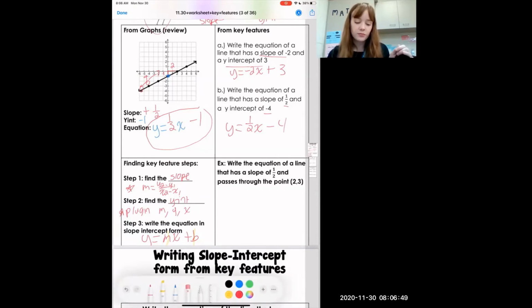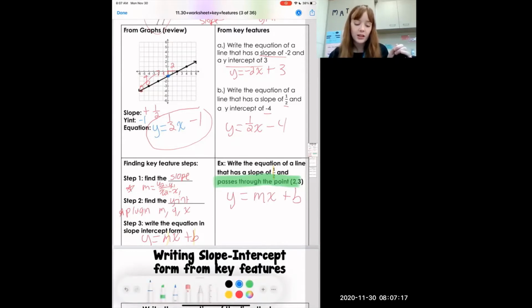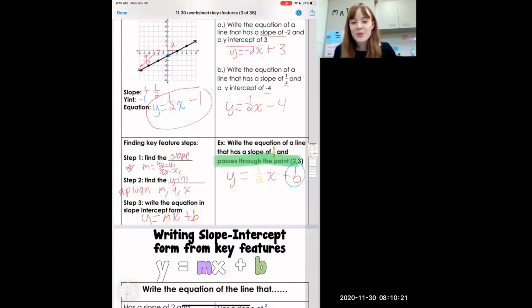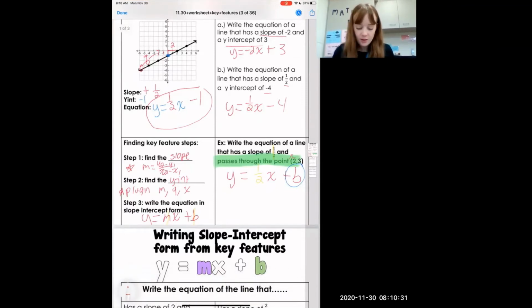So let's try one. Write the equation of a line that has a slope of 1/2 and it doesn't have a y-intercept, it passes through the point (2, 3). We're still going to use y equals mx plus b. But this time we do not know, and I'm going to circle it, the b. I have no clue. I also know the slope, which is 1/2. The thing that is new is that we also know a value for y and x. If you remember how coordinates work, the first value is our x, and the second value is our y.